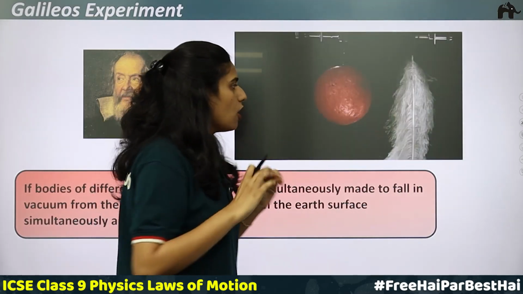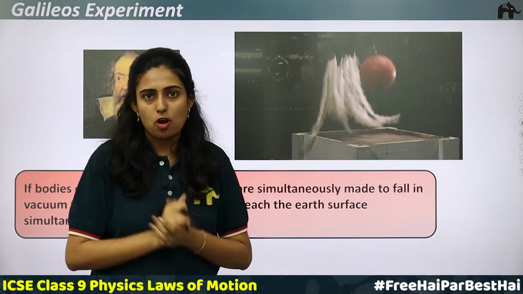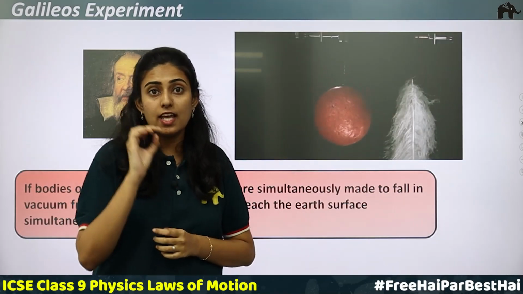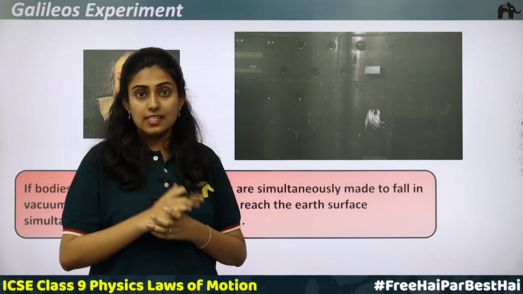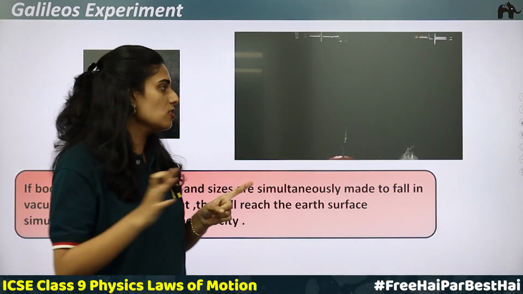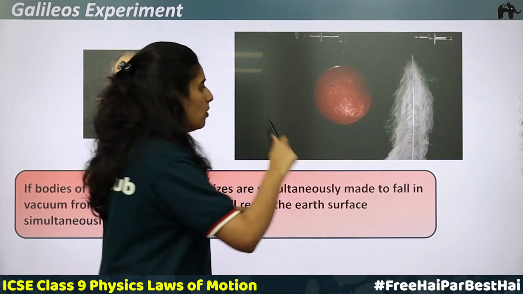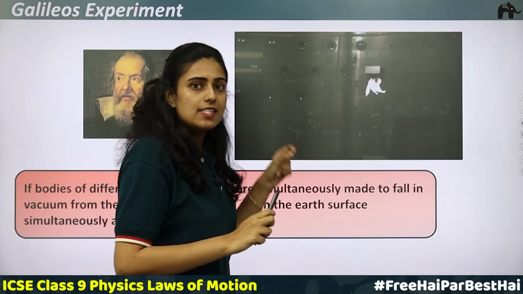Now if you drop a bowl and a feather, what happens? You can see that the bowl will fall down easily. Okay, it will take less time, but the feather will be taking more time. But this is not the case in vacuum. In vacuum, where there is no medium, bowl and the feather will be falling at the same time.